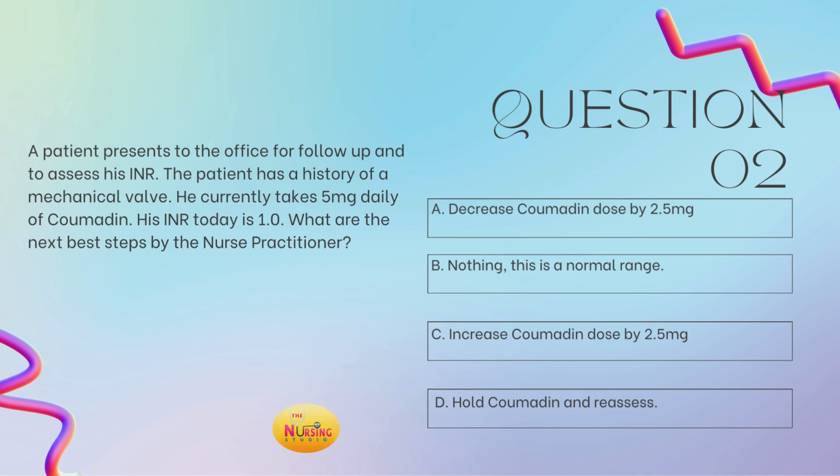So here we want you between 2 and 3. So we need it to get thinner. So we're going to give you more, right? So your best answer here is C, increase the Coumadin dose by 2.5 milligrams.